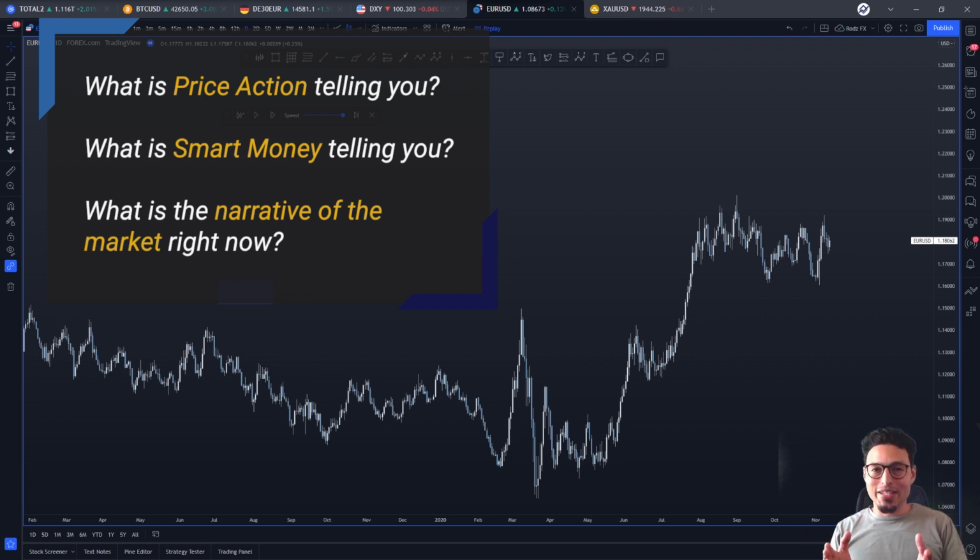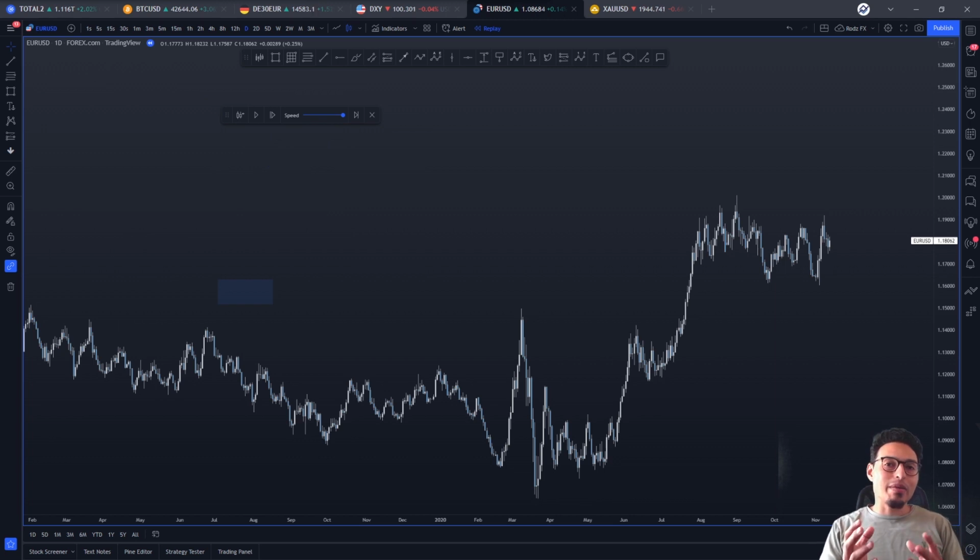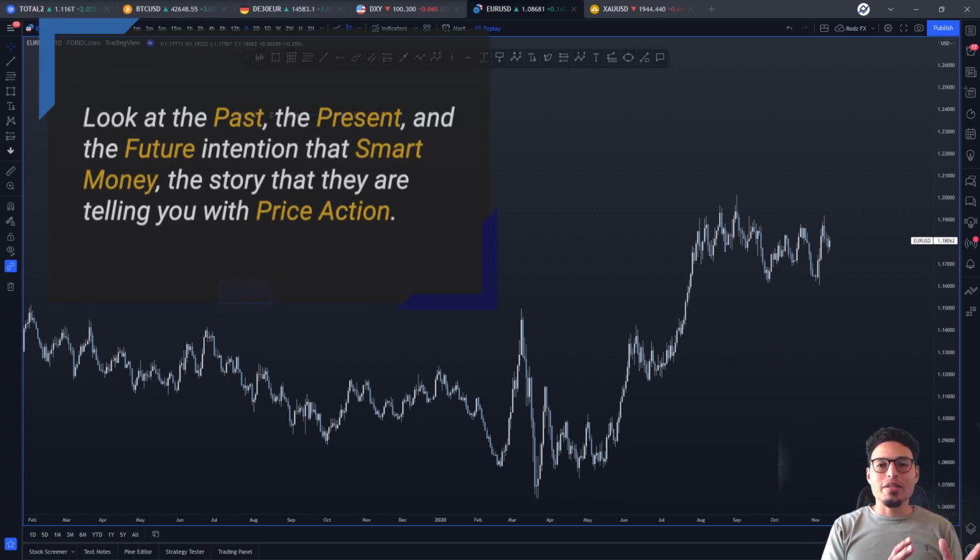What is smart money telling you? What is the narrative of the market right now? And so these are questions that will help you understand what price action is telling you. Another way to think about and try to decipher what the context is, is to look at the past, the present, and the future intention of smart money, the story that they're telling with price action. What are their future intentions?